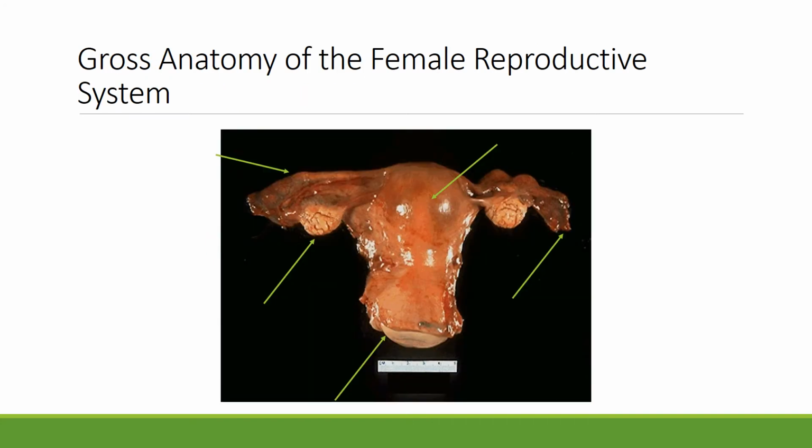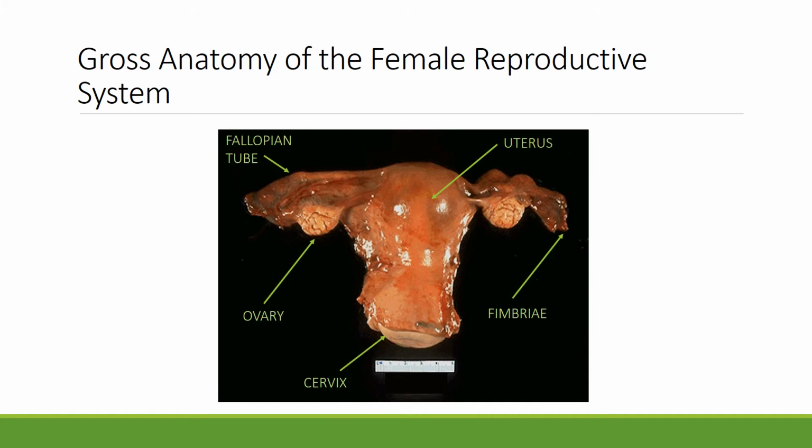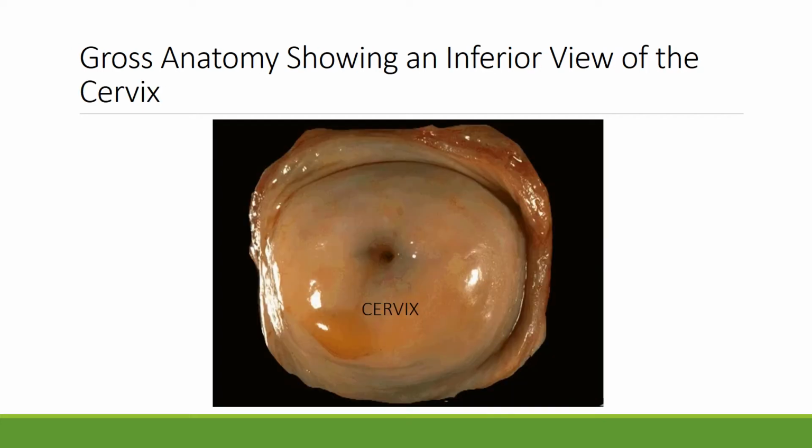This unlabeled slide shows you the gross anatomy of the female reproductive system. See if you can identify the parts. The answers are on the following slide. Beginning in the upper left and going counterclockwise, the parts were the fallopian tube, the ovary, the cervix, the fimbria, and the uterus. We'll be talking about each of these parts.